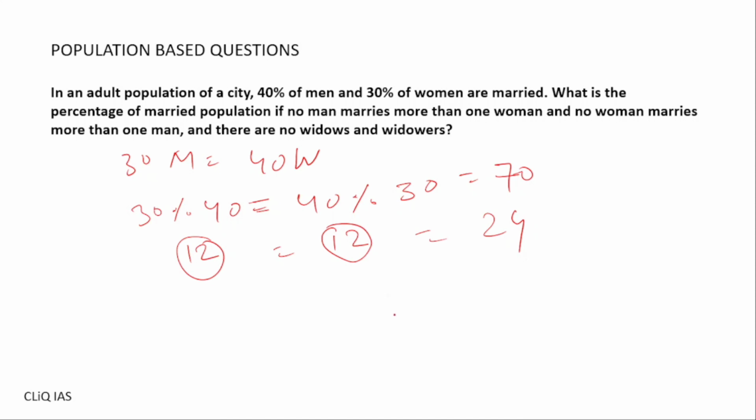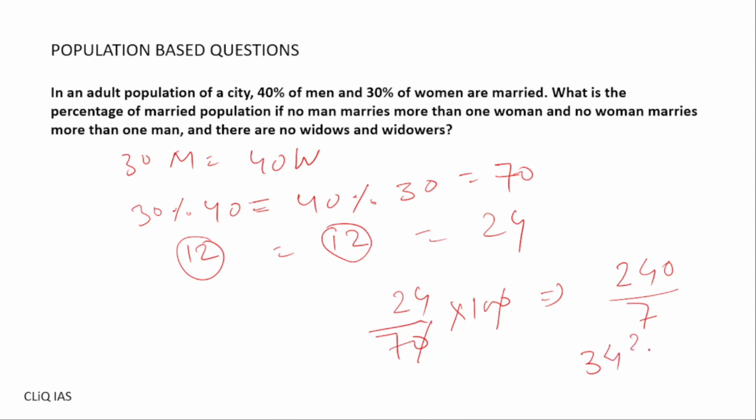Percentage of married population. Okay, married is 24, total is 70, multiplied by 100 will get the percent. So a 0 will cancel this, so it becomes 240 by 7. 7 3s are 21, then 3 0, 7 4s are 28, and 2 by 7, so 34 2 by 7%. This is the answer.